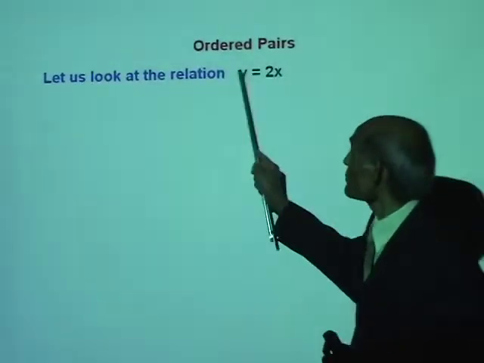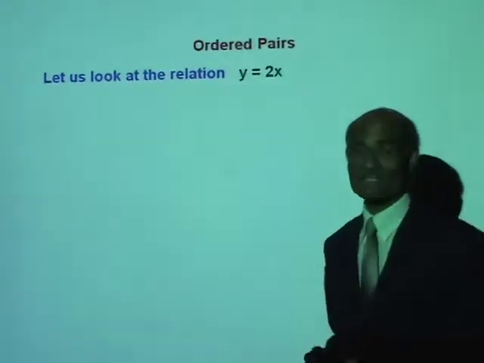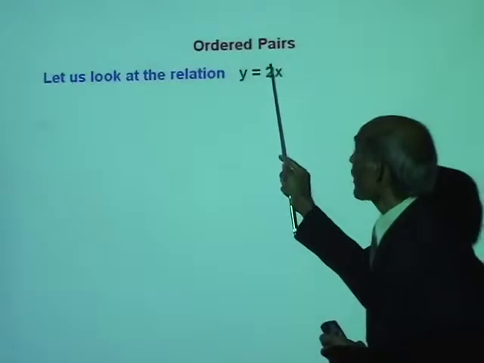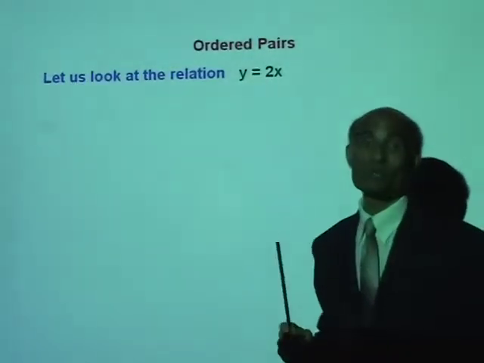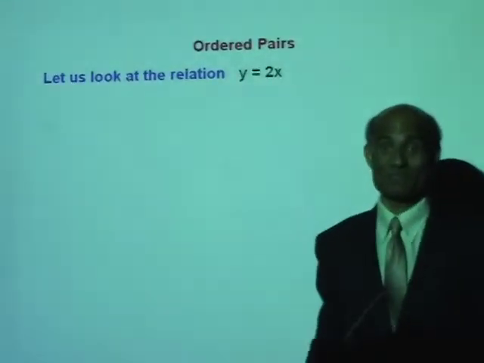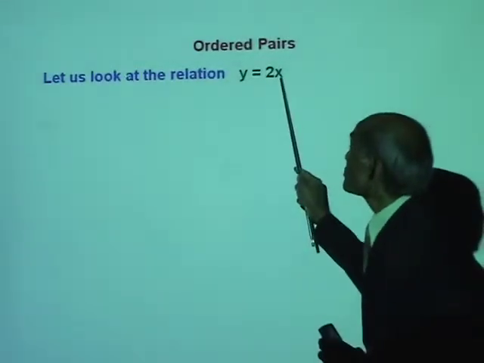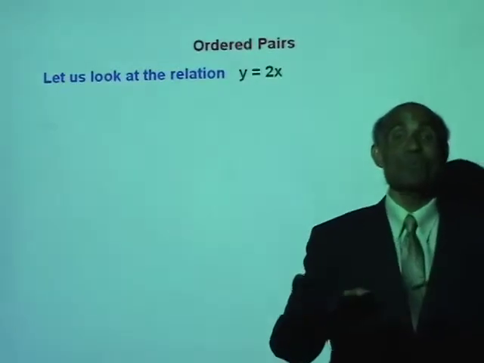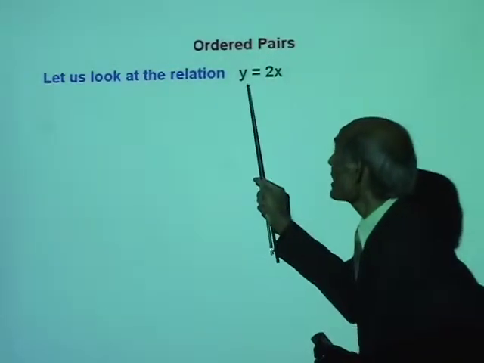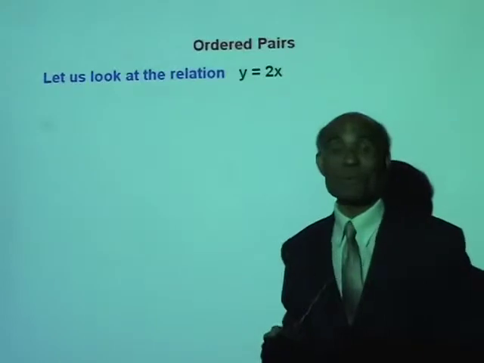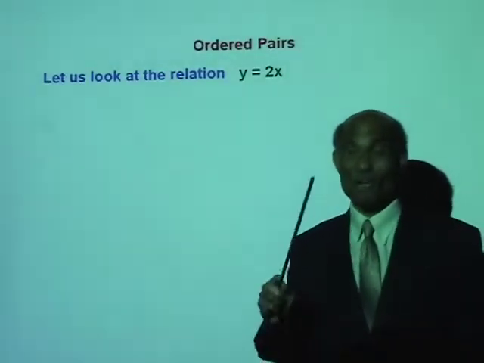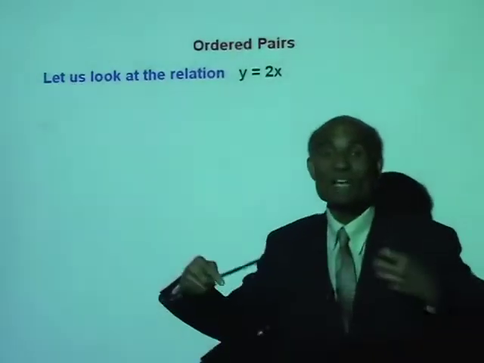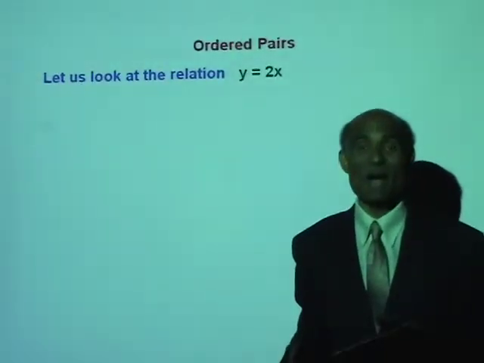Okay, let's look at the relation y equal to 2x. What does this represent? You remember? For every kilometer you walk, you collect $2. That means you can choose the value of x. You can choose how many kilometers you want to walk. And depending on that, you will get a value of y. Is that right? For every x value you choose, there will be a corresponding value for y.